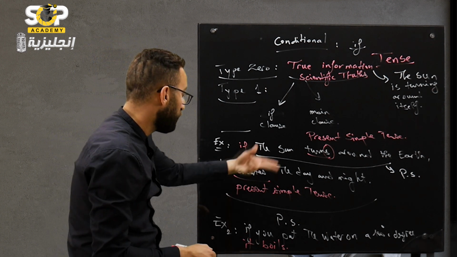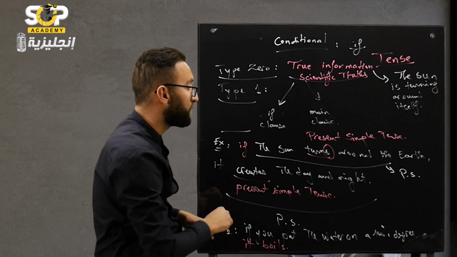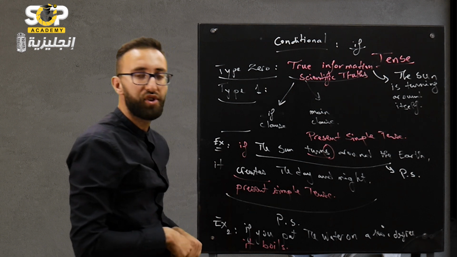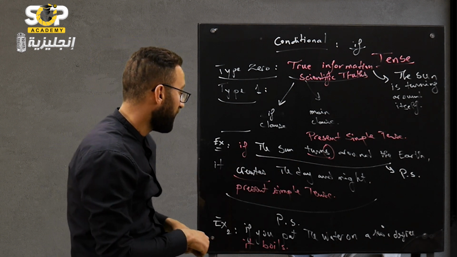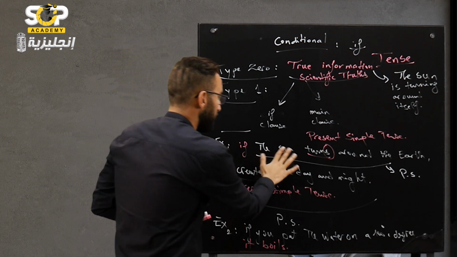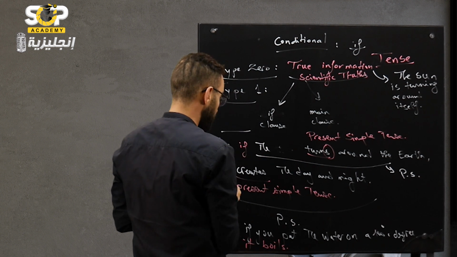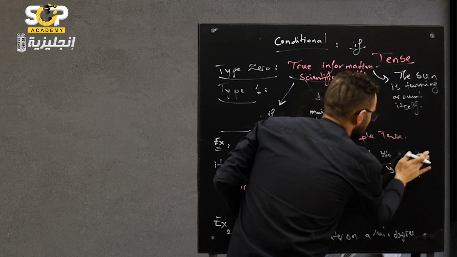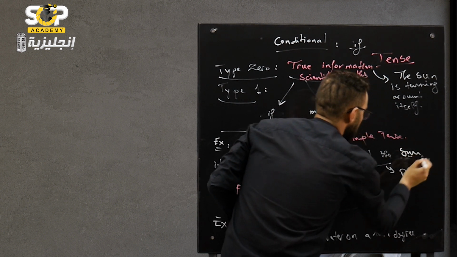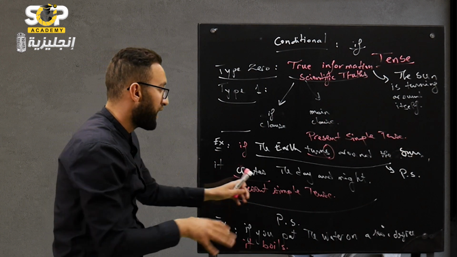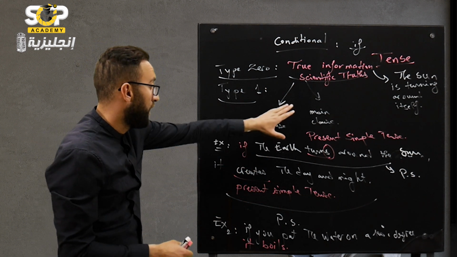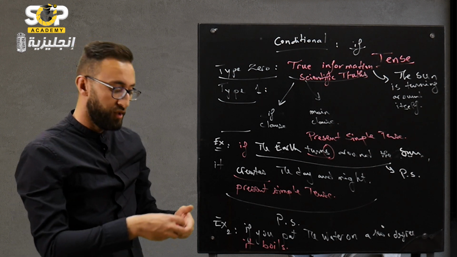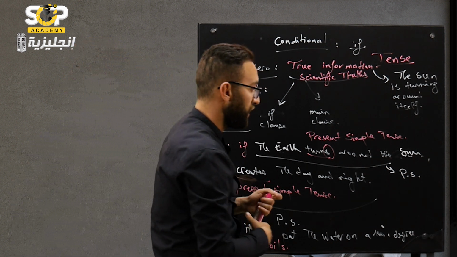And example number 1: if the sun, sorry, if the earth turns around the sun, it gives us the night and day. These two things are scientific truths, true pieces of information.